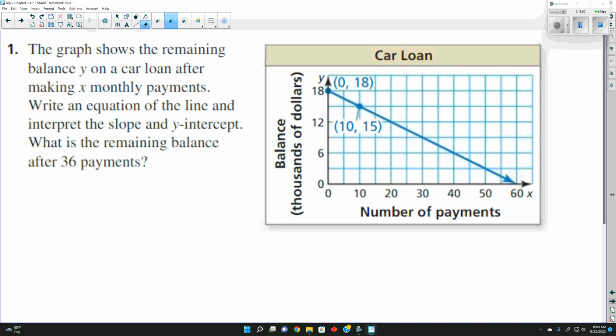So this here, the graph shows the remaining balance y on a car loan after making x monthly payments. Write an equation of a line and interpret the slope and y-intercept. What is the remaining balance after 36 payments? So that's what we want to figure out. So we need to write an equation of the line, interpret the slope and y-intercept, and then find the remaining balance after 36 payments.